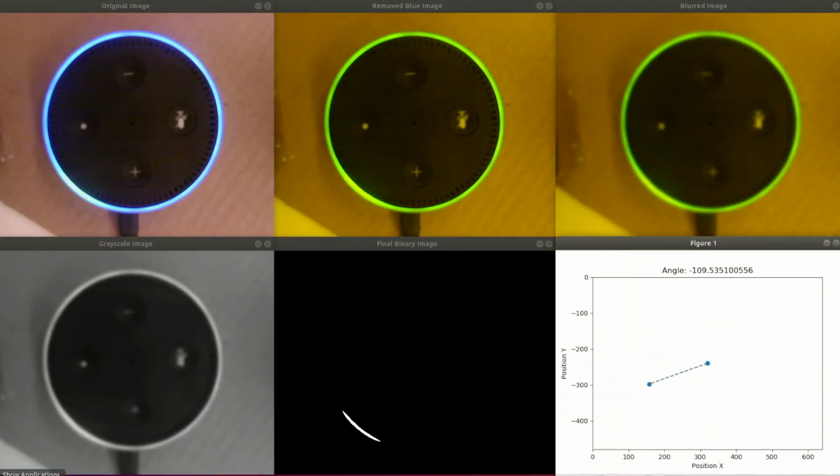Notice as the light spins around, we are able to accurately calculate the angle and display it. Each of the images are different stages of image processing.